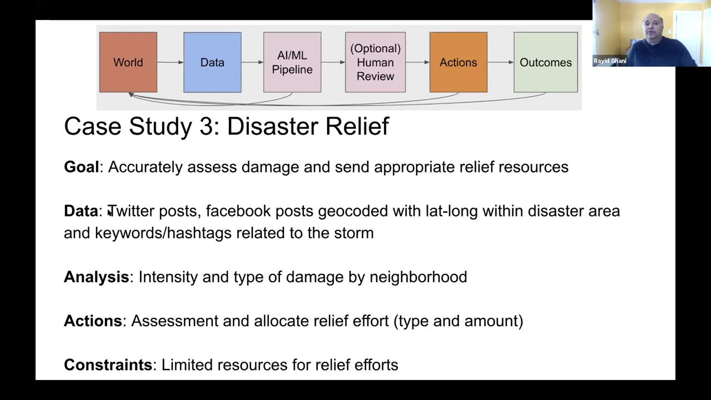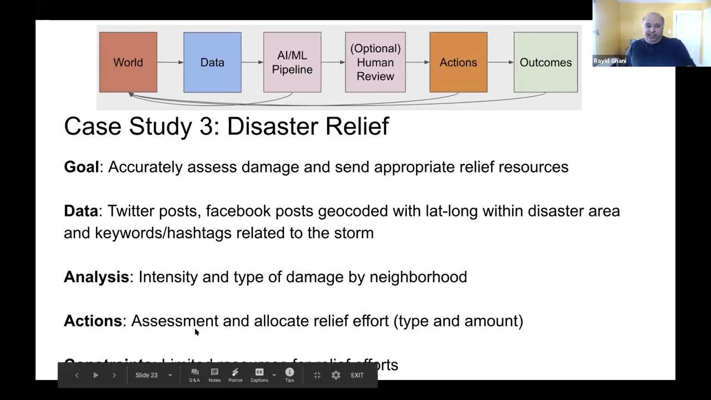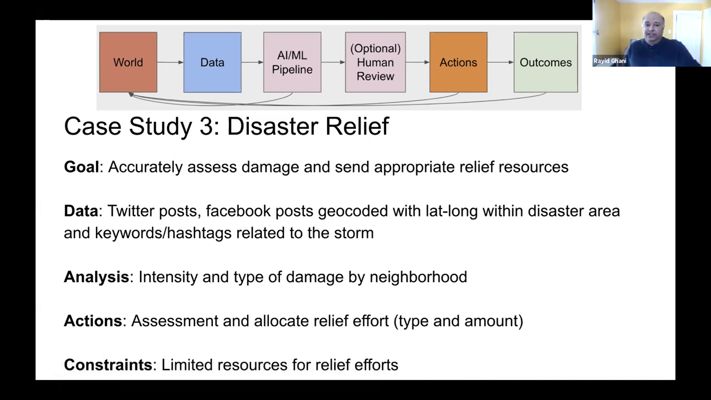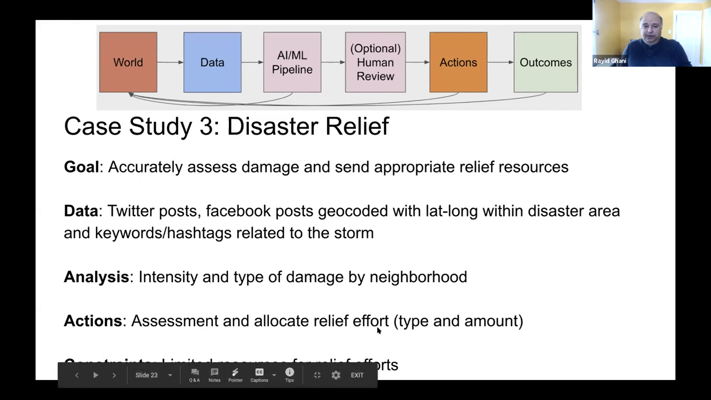And often they'll ask, can we look at data from Twitter or Instagram or Facebook, geocode it within the disaster area, and use certain keywords or hashtags related to a storm that happened? Can we take that data and figure out where damage happened, what type of damage, and how much? They want to use that to first assess the damage, but more importantly, allocate relief effort. How much should we send? What types of things? Are there housing issues, food issues, medical issues? Because they have limited resources, they want to do this in a way that they're not wasting resources.